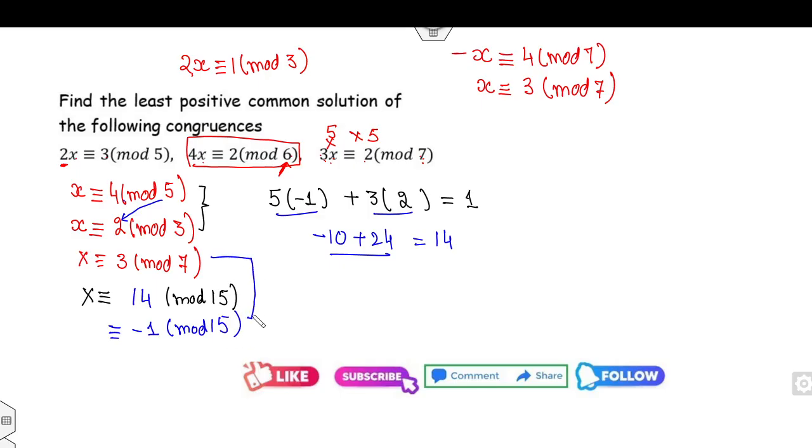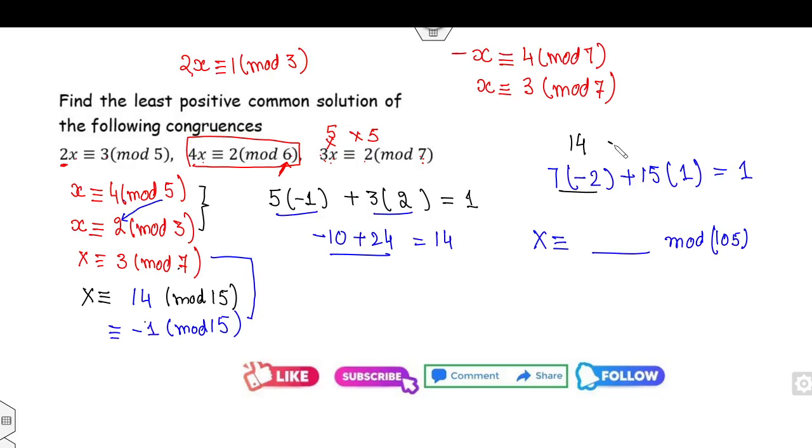Then I can solve these two equations. That is 7 into something, 15 into something should be 1. 7 into 2, 14, 15 into 1. So your final solution will be x modulo 15 into 7, which is 105. So that number will be minus 14. 7 opposite is minus 1. That is plus 14. And 15 into 2, 30. That is 42, the right answer.